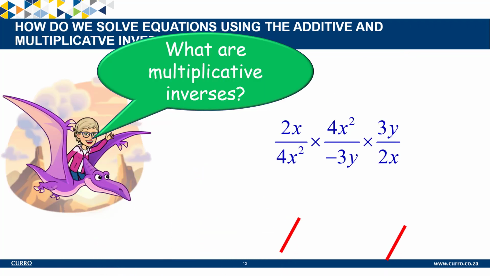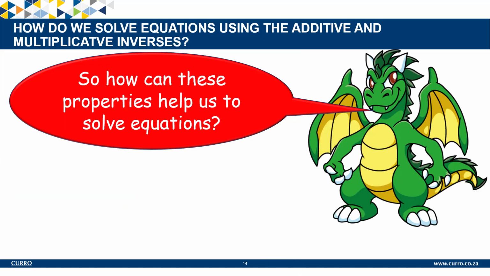Let's look at this expression. The 2x and the 1 over 2x will be 1. Negative 3y times 1 over 3y will be negative 1. And the 4x squared and the 1 over 4x squared cancel, and that will give us 1. So our answer is a super cool negative 1. But how can this help us to solve equations?